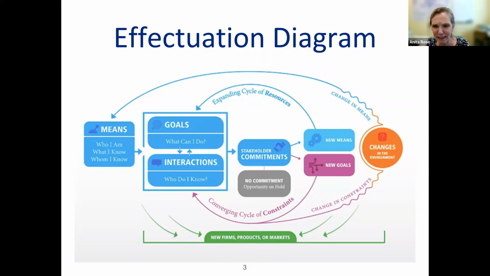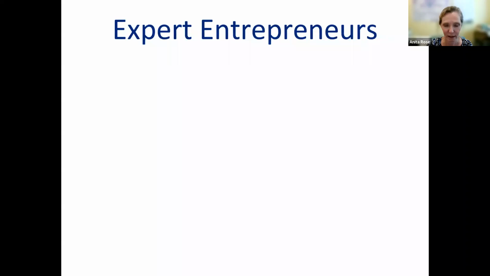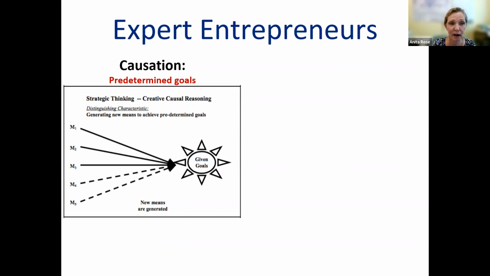All right, so let's break this down so we can make sense of this. An expert entrepreneur. So you want to remember this. When we look at the traditional way of thinking of arriving or providing for a goal, we think of causation, a predetermined goal. Here's the goal we want to work towards. And we are oftentimes strategically thinking of creative causal reasoning, right? We're looking at what means can we generate, or can we apply, to reach our goal?